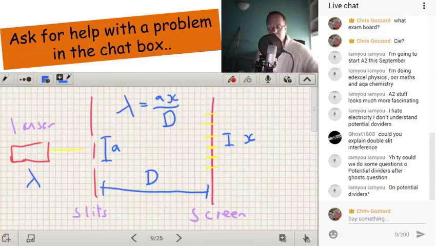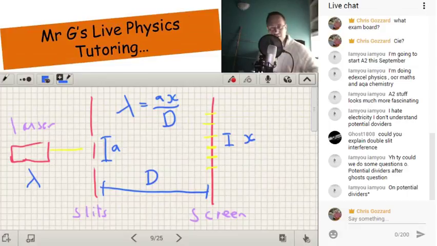Okay, can we do some problems on potential dividers after Ghost's problem? Okay, sure. On potential dividers. Okay, why not? Okay.